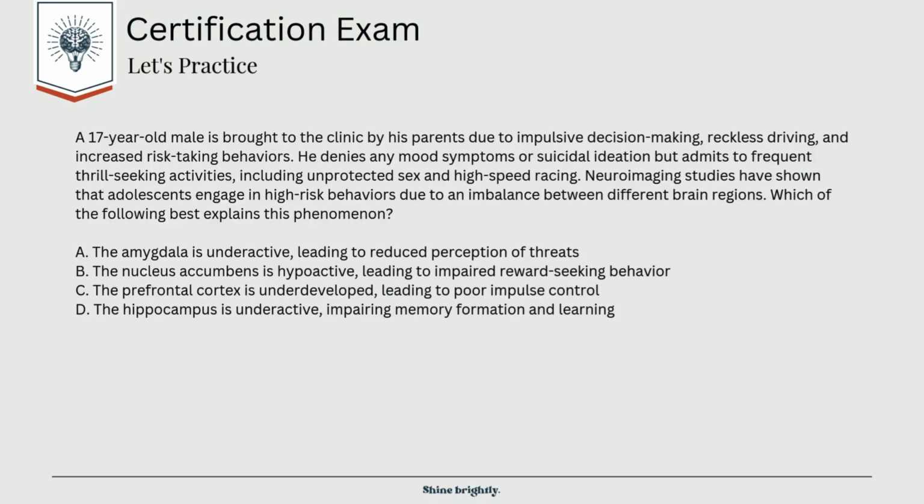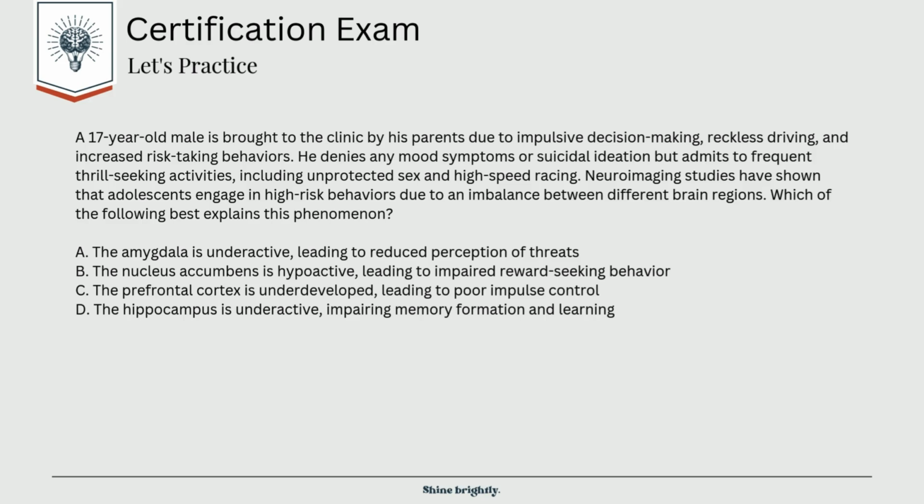Adolescents are notorious risk takers, whether it's reckless driving or substance use or high risk social behaviors. But why does this happen from a neuroscience perspective? Today we're going to explore how brain development in adolescence impacts decision making, impulse control, and risk taking.